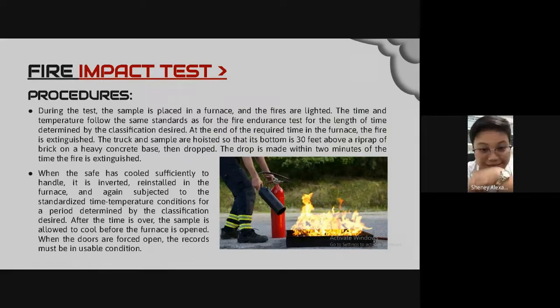Now we go to the procedures. During the test, the sample is placed in a furnace, and the fires are lighted, with the time and the temperature following the same standards as for the fire endurance test, for the length of time determined by the classification desired. At the end of the required time in the furnace, the fire is extinguished. The truck and sample are hoisted so that its bottom is 30 feet above a riprap of brick on a heavy concrete base. Then it is dropped. The drop is made within 2 minutes of the time when the fire is extinguished.